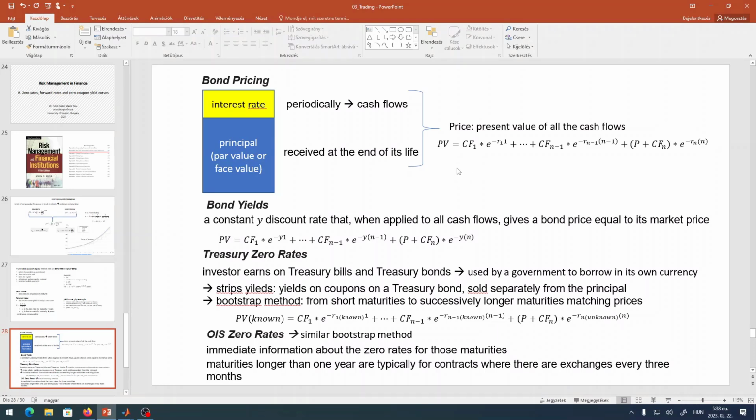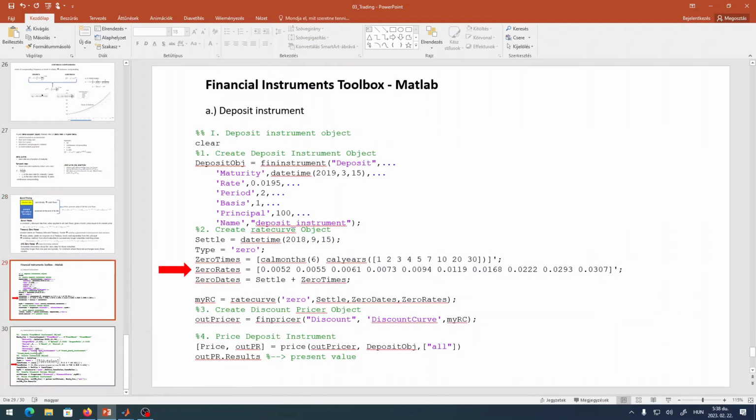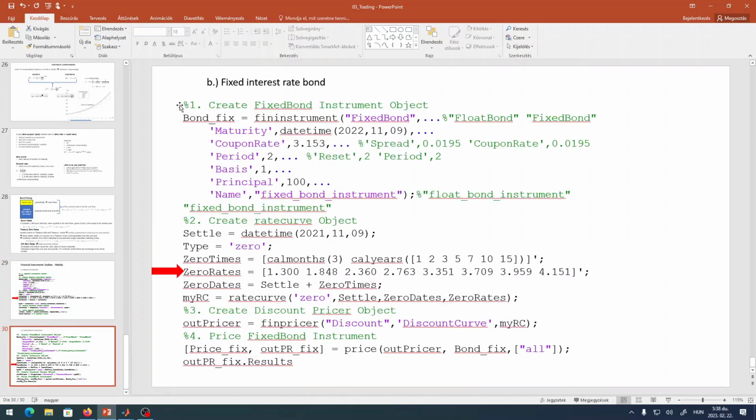Then bond pricing, which is much more interesting for us. In this case, we have to define the present value of the cash flows. So how can we do this? There can be many different ways, but the most beautiful one is when we are using the financial instruments toolbox, and in this case we can build up bond pricing with easy steps.